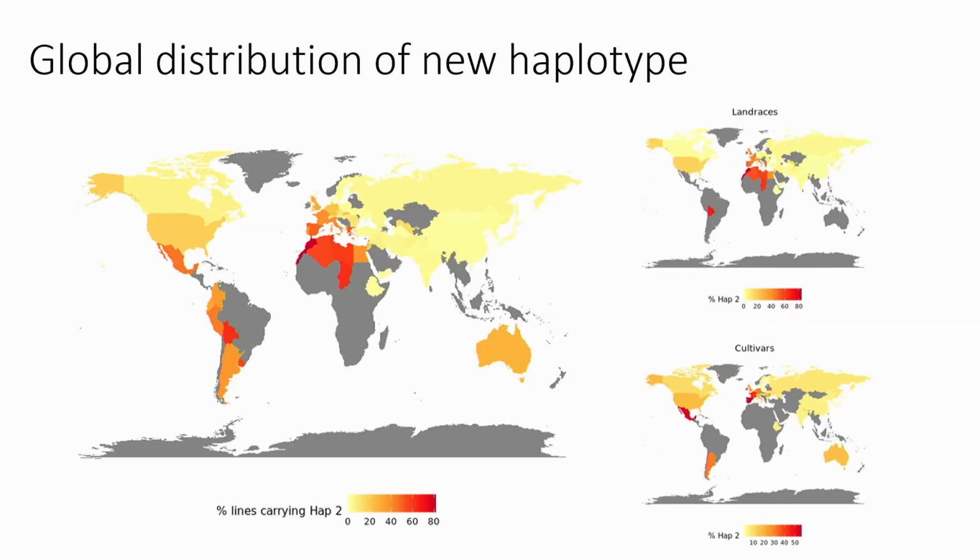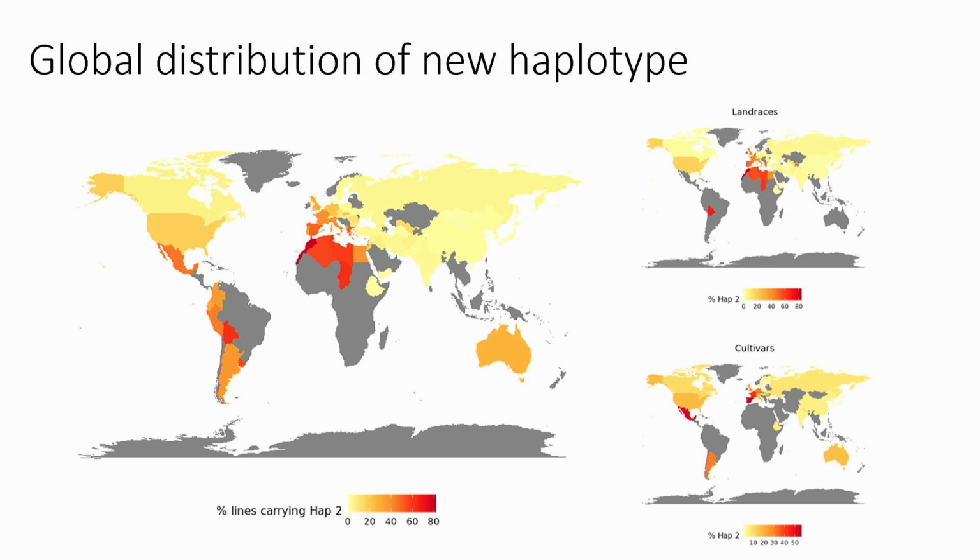Next, we utilized another database that we've already heard about a lot, and that's the IPK Gene Bank collection, which includes more than 20,000 barleys. And we wanted to look at the global distribution of the new haplotype in this collection. And we can see very clearly that the haplotype is most frequent in accessions coming from the North African region. In the Moroccan collection, it reaches a frequency of 80%. And in addition to that, it's also found in some countries in South America and Central America.